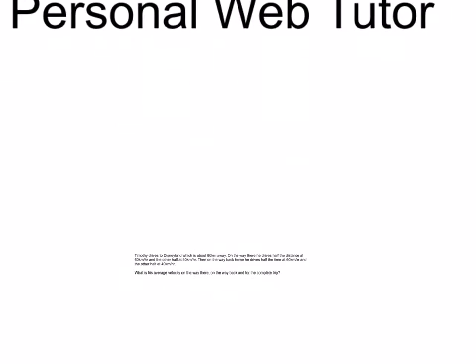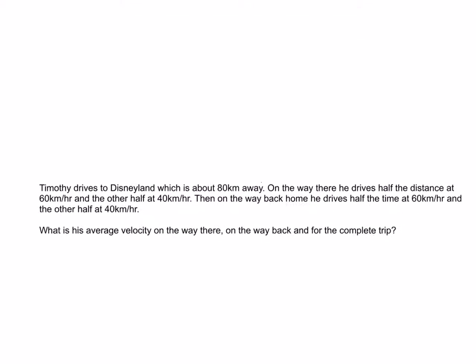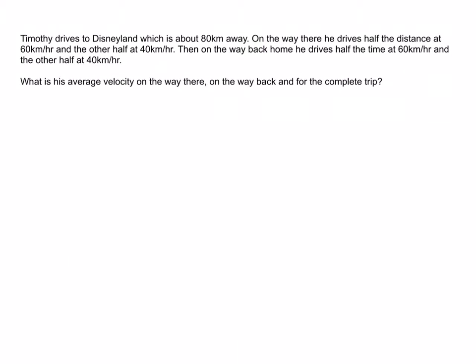Today's problem is physics, and it begins with Timothy. He drives to Disneyland, which is about 80 kilometers away, and on the way there he drives half of the distance at 60 kilometers an hour and the other half at 40 kilometers per hour. Then on the way back, he drives home at half the time at 60 kilometers an hour and the other half of the time at 40 kilometers an hour. So the question is, what is his average velocity on the way there, on the way back, and for the complete trip?